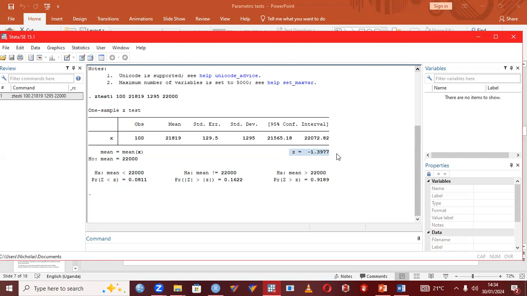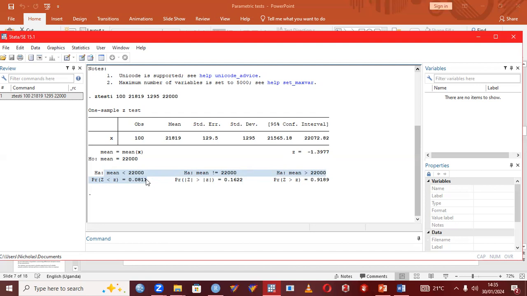Is that understood? Because when you get the null hypothesis, the statistic values are supposed to be the same. Is that okay?